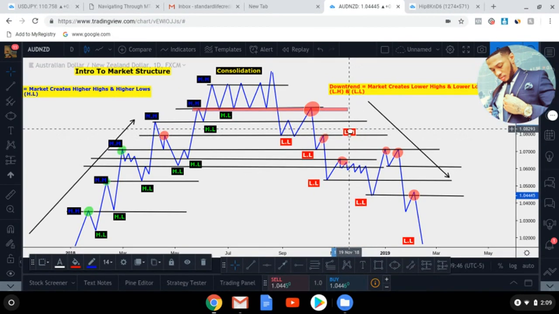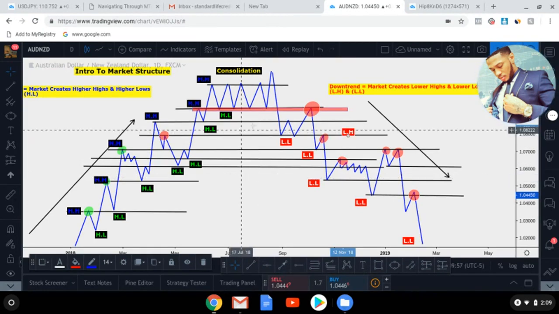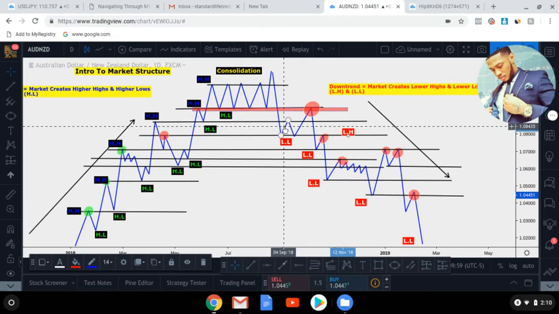Hopefully this video gave you somewhat of an introduction to market structure. On the next video, we're going to go ahead and go to a live chart and be able to identify exactly what this looks like, because you don't see any wicks, you don't see any candles, and I want to be able to clarify that as well for you guys.